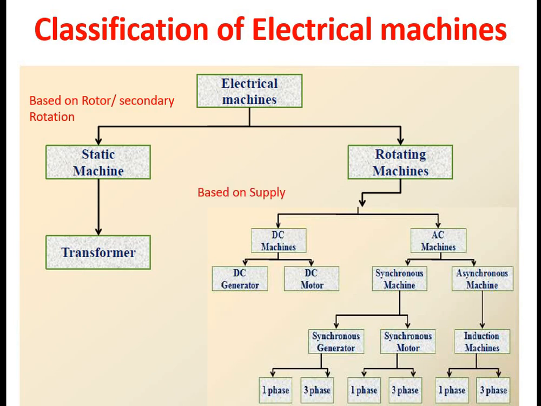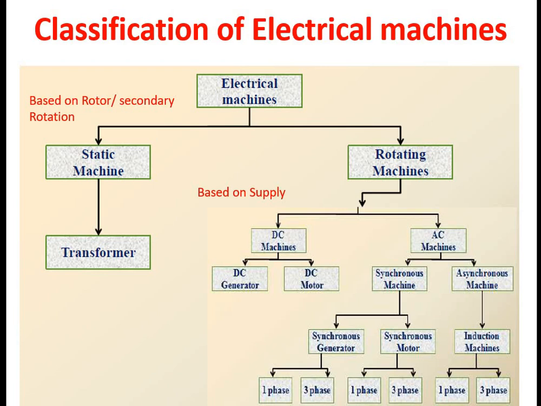The very first classification is based on electrical supply. We have two types of supply, one is DC and another one is AC. If the supply is DC, we call such machines DC rotating machines, and if the supply is AC, we call those AC rotating machines. As I said earlier, a single machine can be operated either as a generator or a motor if it is of a rotating type. So a DC machine can be operated as a DC generator as well as a DC motor.